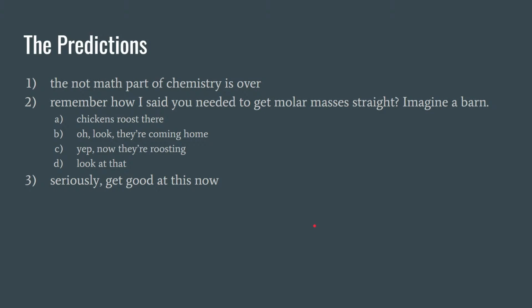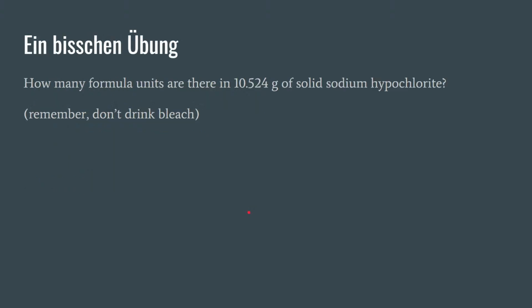So, the math part of chemistry is coming back in. So remember how I said you needed to get good at molar masses? This is where that's coming. So if you had trouble with those before, practice it some more. Practice right now. Go and practice. Get good at this right now, because you cannot succeed on this coming test on Chapter 6 if you do not get good at molar masses.